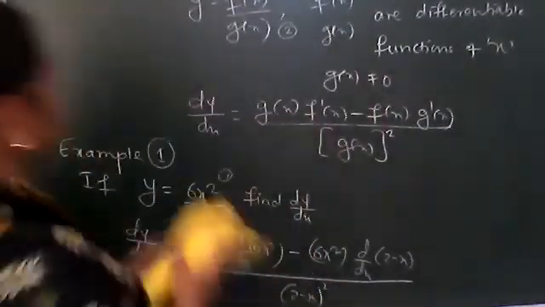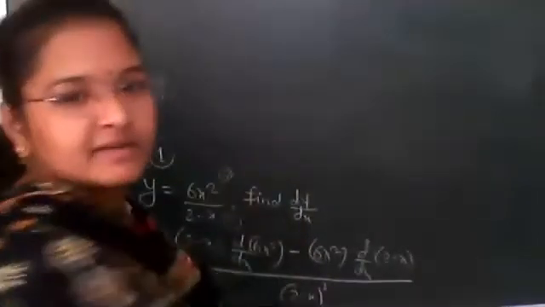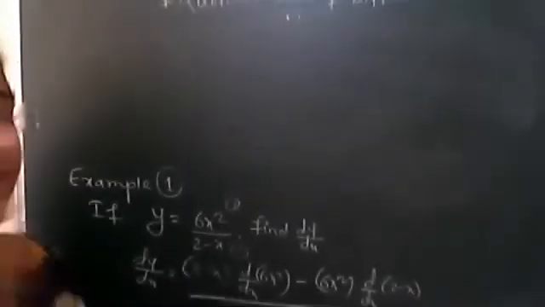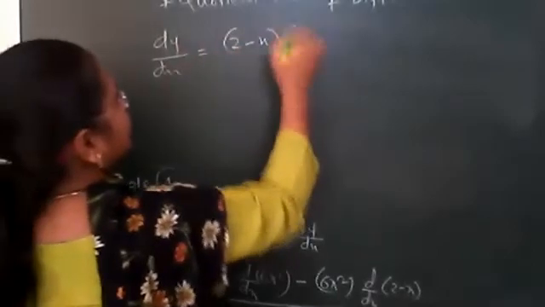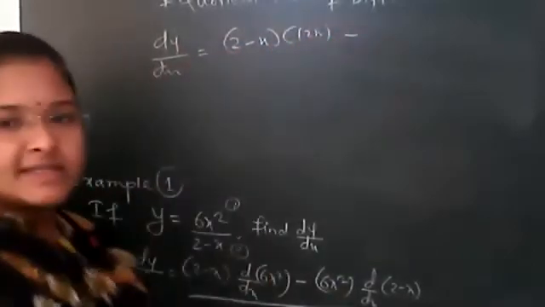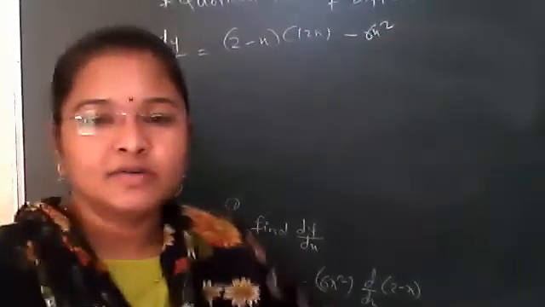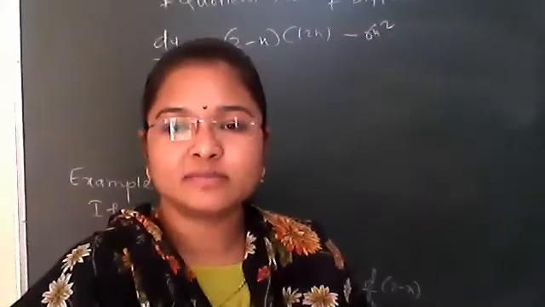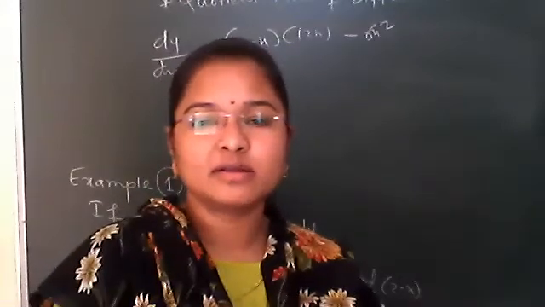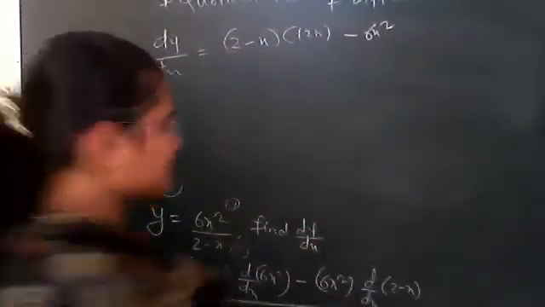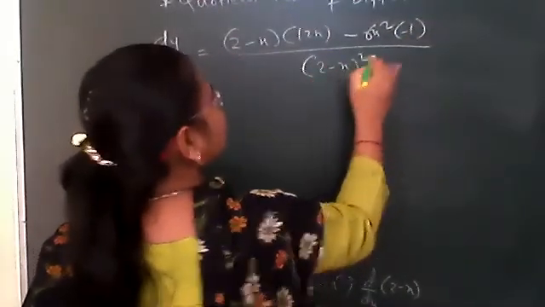So what will be there? We'll erase this. dy by dx equals 2 minus x into 12x, minus 6x square into the derivative of 2 minus x. What is the derivative of 2 minus x? Be fast, boys, 10 examples I have to take today. Minus 1. Yes, very good. Minus 1. And whole thing divided by 2 minus x square.